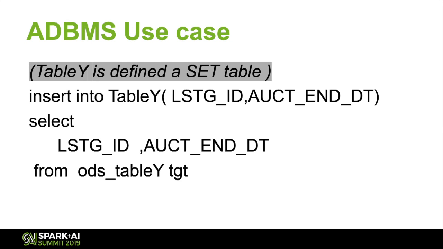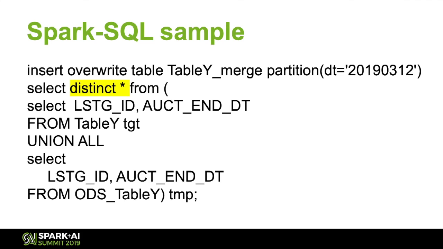Okay, here is an ADBMS use case, and you can see that the target table is defined as a set table. So in Spark SQL, we will add a distinct to get the same result. Actually, for this issue, in the first place, we did not notice this until we did the post data quality check and found the difference.